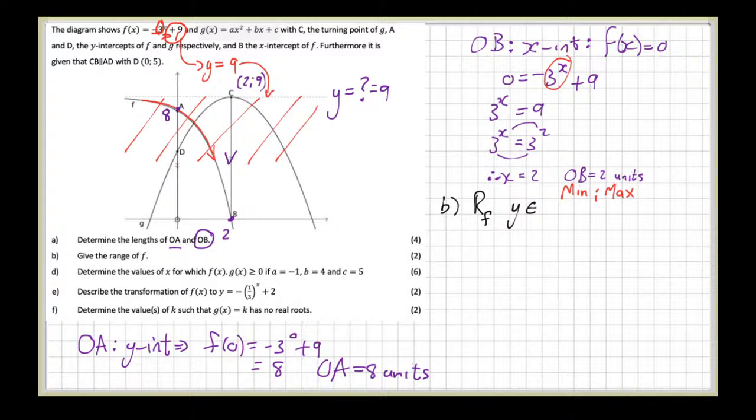If I look at my graph of f, there's no minimum. The y value goes down and down and down. There's no minimum. So in other words, my range is negative infinity. The maximum, what is the highest value that my graph can be? Well, it's never going to go higher than my asymptote, so 9.